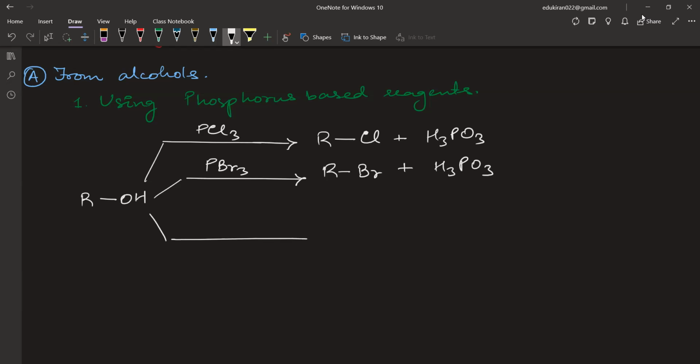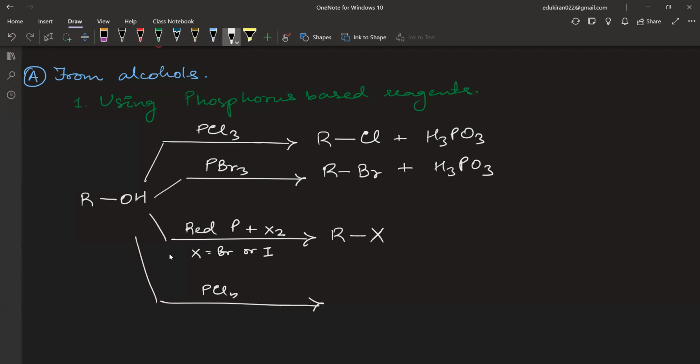Then you can use red phosphorus plus X2. Now this halogen, when you are using it with red phosphorus, can be either Br or iodine. It cannot be chlorine or fluorine, and you will be getting RX. Is this clear? Yes or no? Please tell me. Yes, sir. Next, the last reagent of phosphorus based is PCl5. When you are using PCl5, again you will be getting RCl plus POCl3 and HCl.